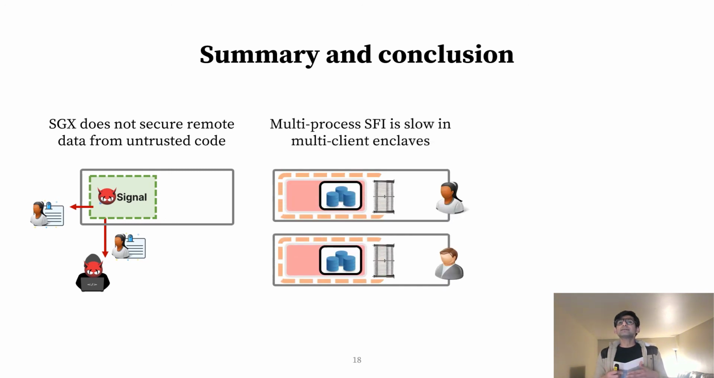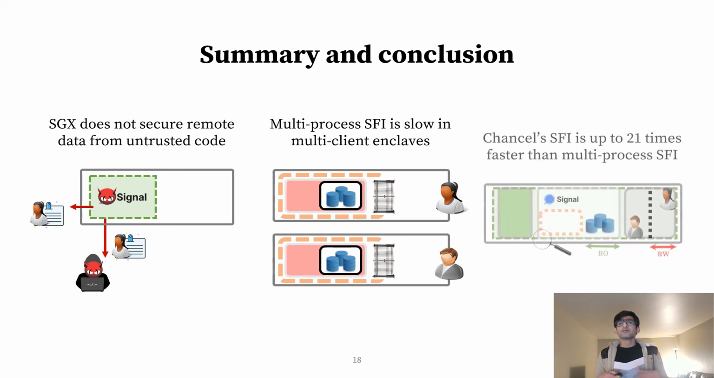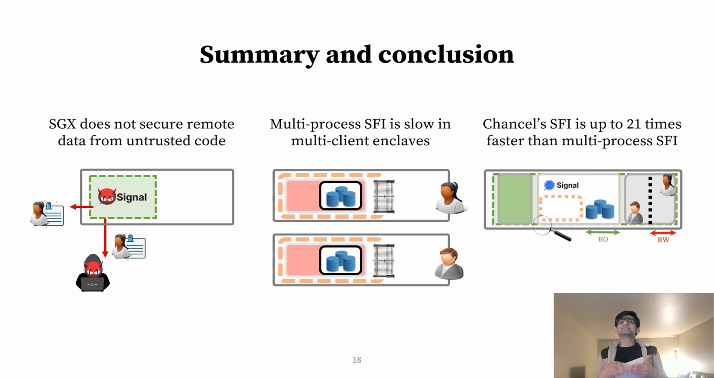Next, we learned that existing SFI techniques can secure remote data, but they are extremely inefficient when it comes to multi-client enclaves because they must replicate data across different processes. Finally, I presented the design of Chancel, which implements an efficient multi-client SFI that is up to 21 times faster than multi-process SFI schemes like Native Client in real-world scenarios.